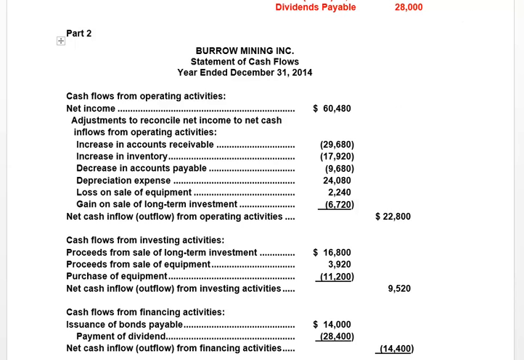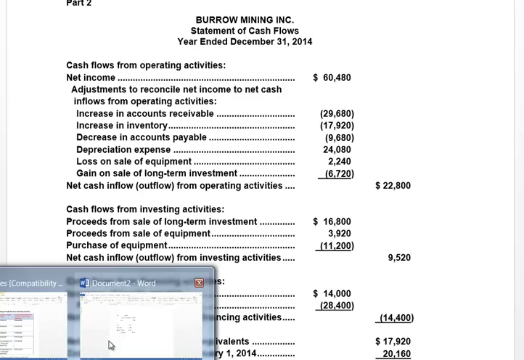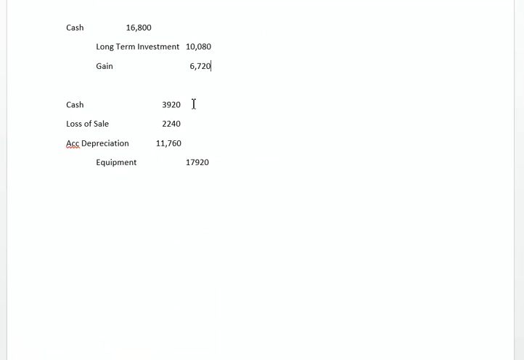So now, perhaps the best way to see how we're handling these gains and losses and why we're doing what we're doing is to go back and try and recreate the entry. So here I'm just going to pop up a document that shows you how we came up with all of these things and the impact on operating activity. The question told you that you sold the long-term investment for $16,800. Well, if you look at the change in the long-term investment account, it went down by $10,800. So that meant that we credited the long-term investment account for $10,080 and we got cash of $16,800.